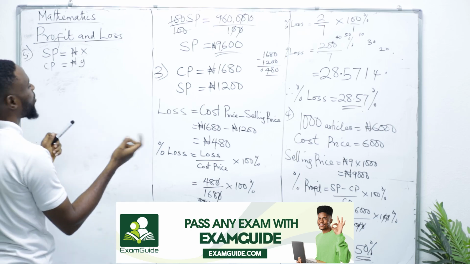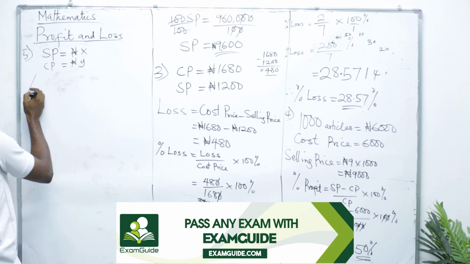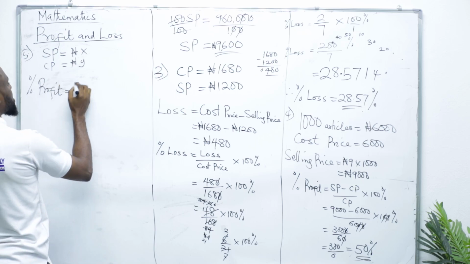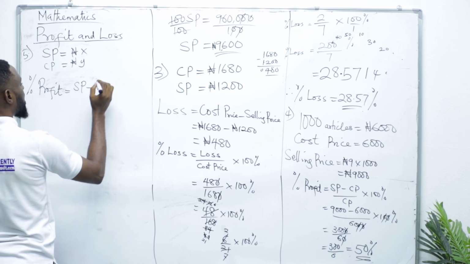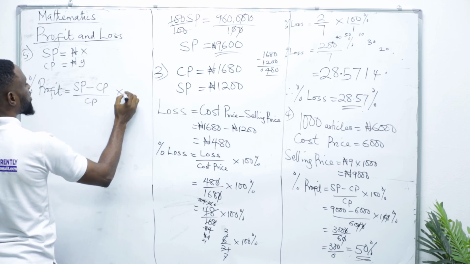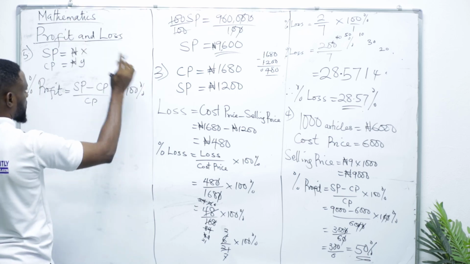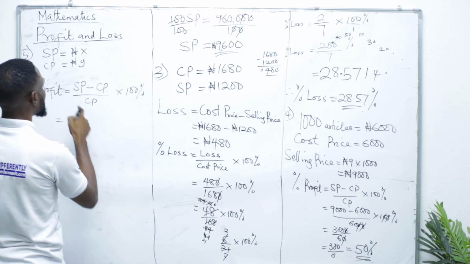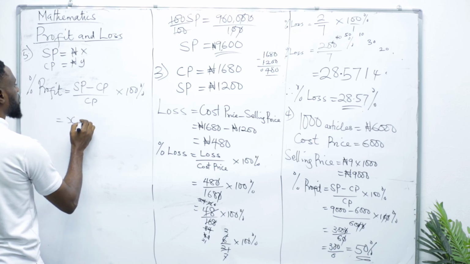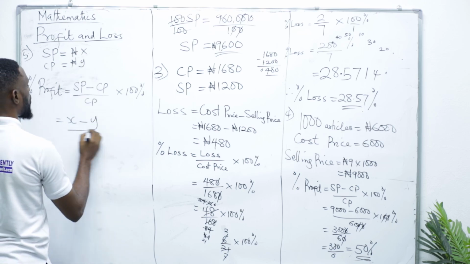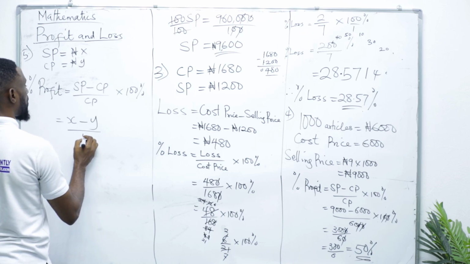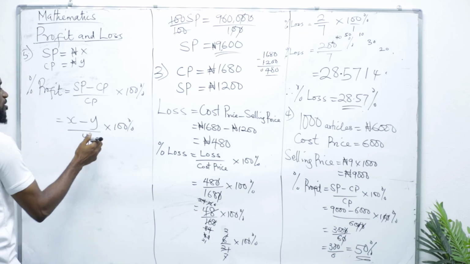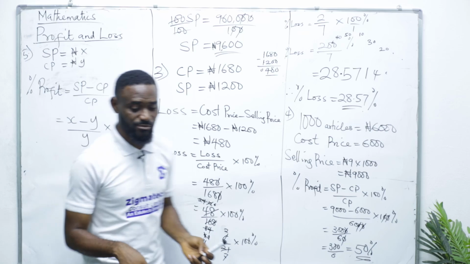So remember the formula of our percentage profit. Our percentage profit is equal to selling price minus cost price all over cost price times 100%. Is that okay? All right, so the expression will be: our selling price is X minus cost price is Y, all over cost price is also Y, times 100%. So this will be X minus Y over Y times 100.